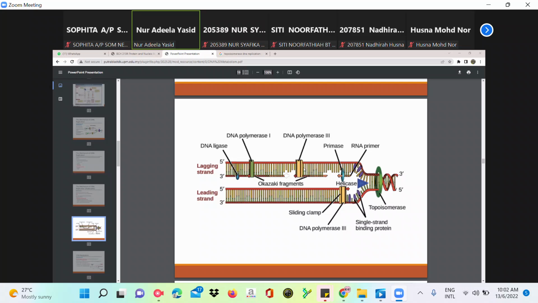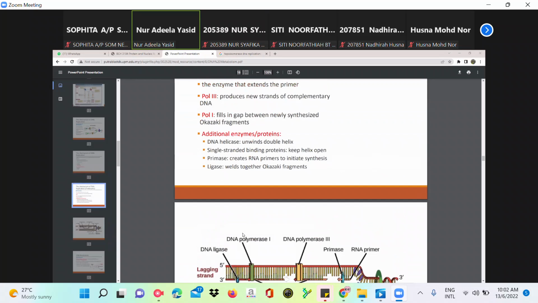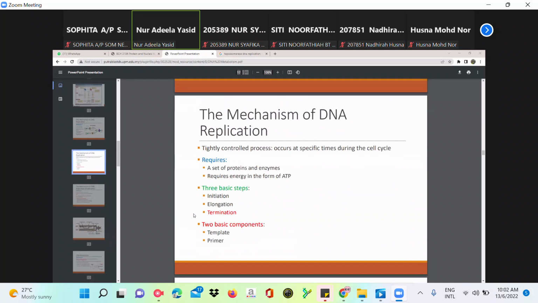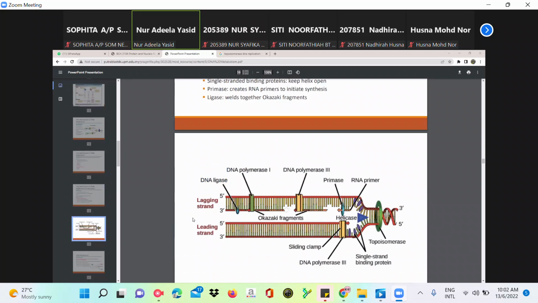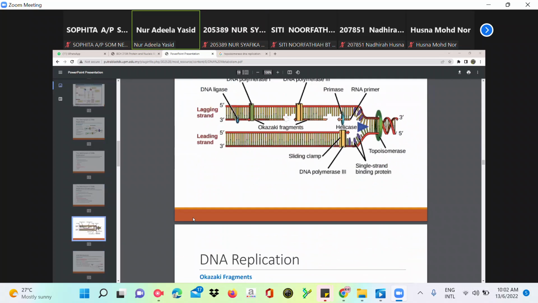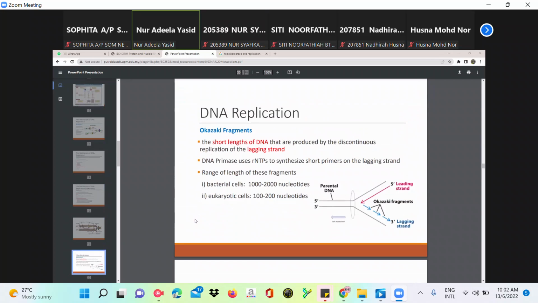Okay, so that single-stranded binding protein keeps the double helix open. Okay, the single-stranded open. Alright. So this is the figure that helps you to understand what it means. Okay. Alright. So Okazaki fragments.